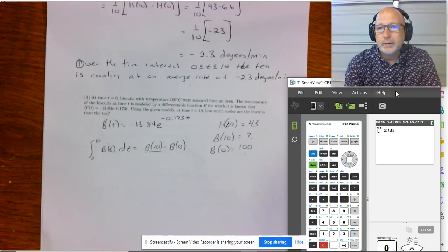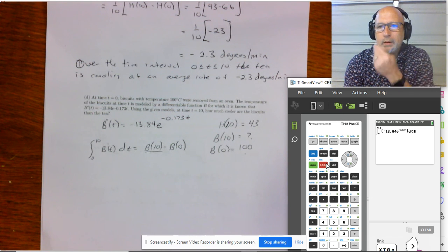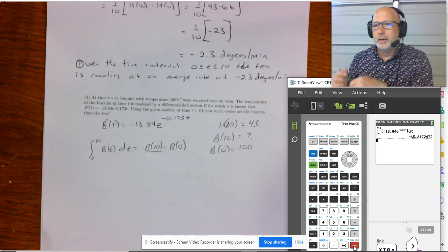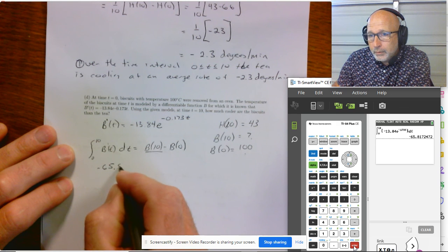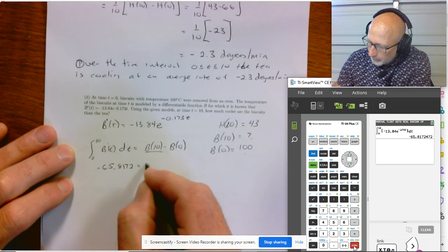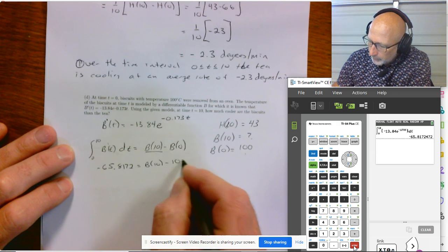Sorry, it's so tiny there. And then I just have to enter in this function. So the function is negative 13.84 times e raised to the power of negative 0.173 t, dx or dt. And so when you do that, you get an answer of negative 65.8172, which is equal to b of 10, which I'm looking for, minus 100.